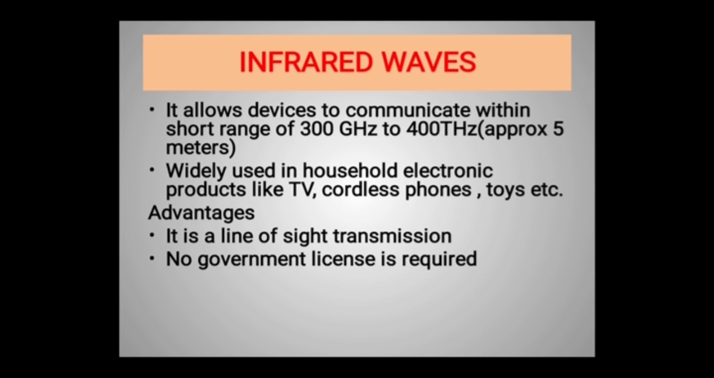Then we have infrared waves. A very good example of infrared waves is the remote system, the remote we have at our house for the TV or the AC. The waves which come out of that device are known as infrared. It helps us communicate within a shorter range, 300 gigahertz to 400 terahertz, approximately 5 meters. It is widely used in household electric products and it is line of sight. That means we have to place the remote in line with the device.